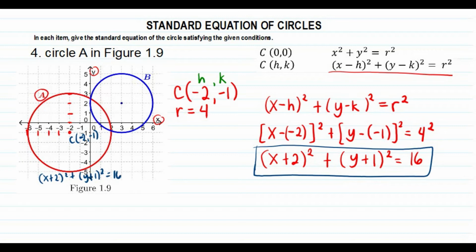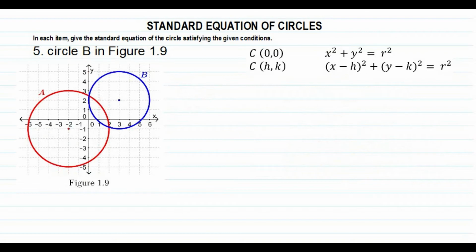Now, let's have another example. The circle B naman in figure 1.9. Same lang din yung gagawin natin. Since it's not located at the origin, ito ulit. Let's get the details. Center is at x muna, which is 3. Then tapat ng y, it's 2. Now, let's look for the radius, pwedeng vertical or horizontal. So, let's have 1, 2, 3. It's 3. The radius is at 3.